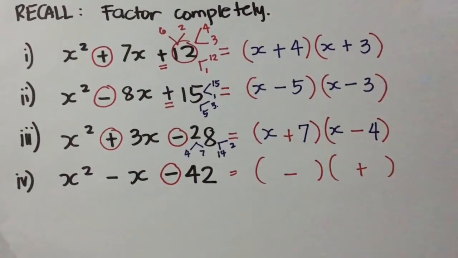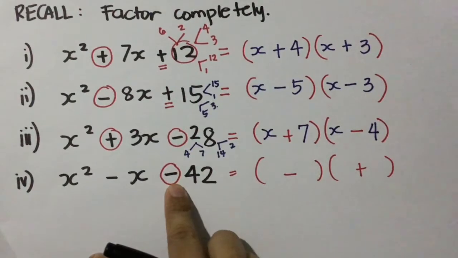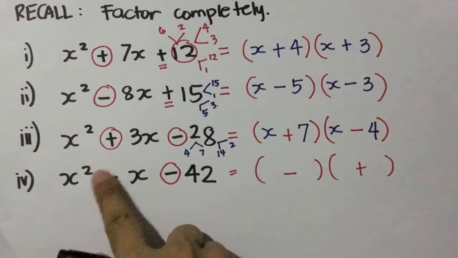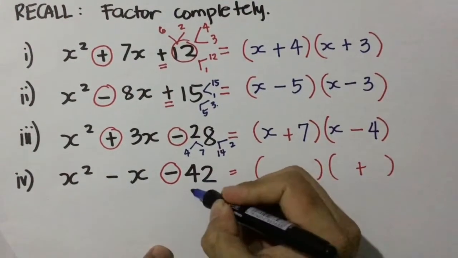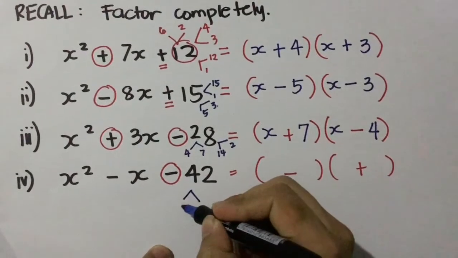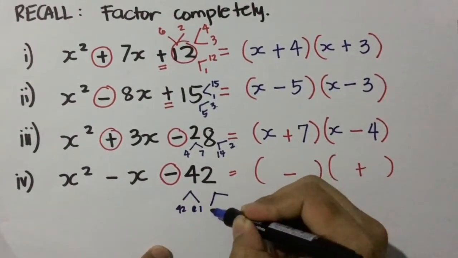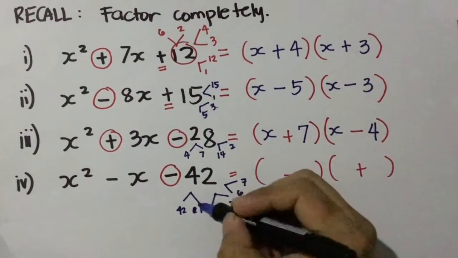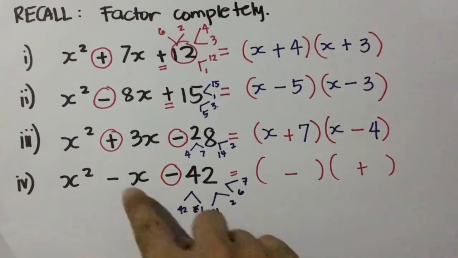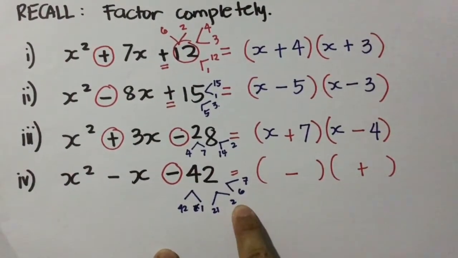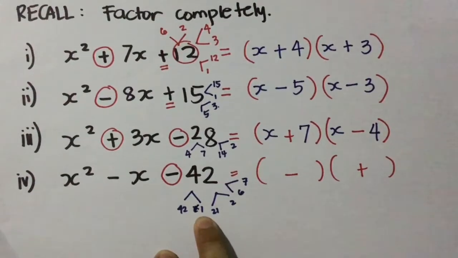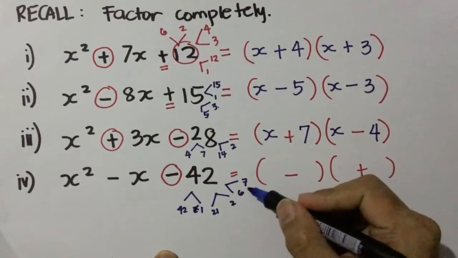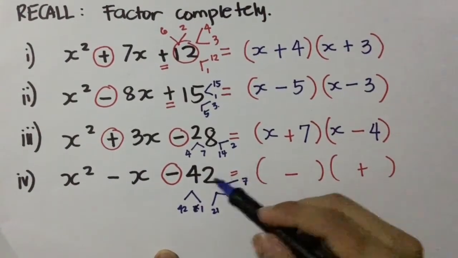For the last one, the last term is negative, therefore they have different signs. Now I just put negative and positive since the middle term is negative. For the factors of 42, we have a lot of factors: 42 and 1, 21 and 2, 6 and 7. Looking at these, which will actually result in 1 when you subtract them? 21 minus 2 is 19. 42 minus 1 is 41. 7 minus 6 is 1. So definitely, these are the factors of 42 we're looking for.